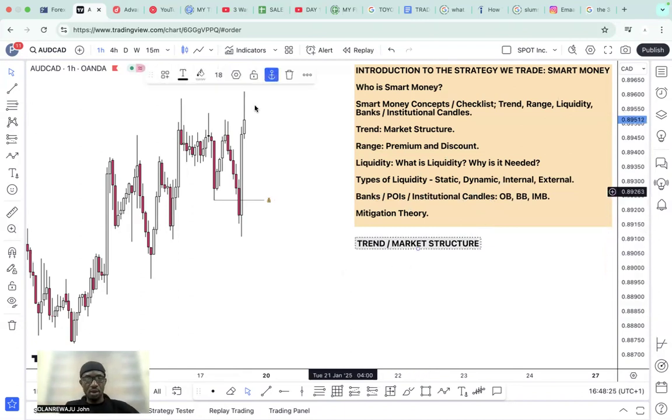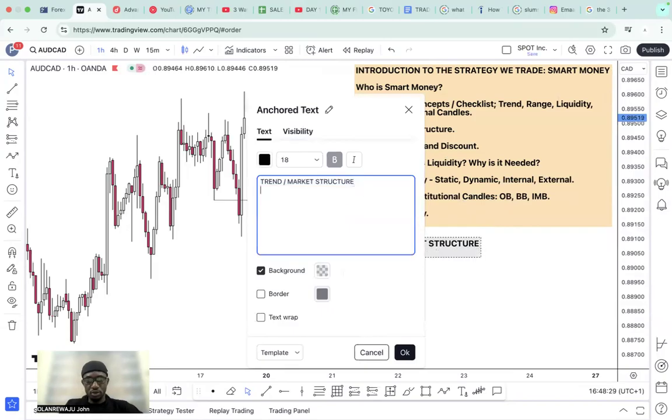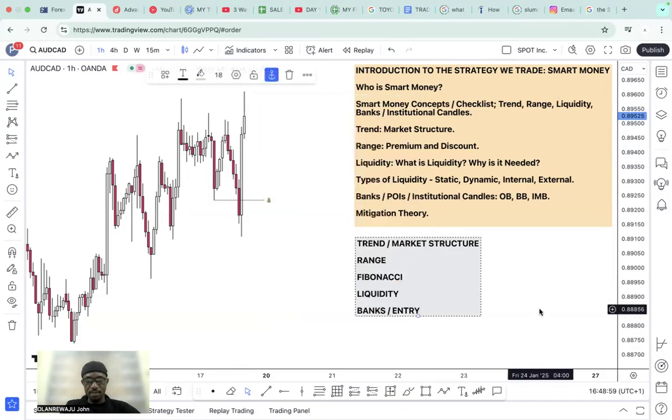So let me write them out again. So market or structure, we talk about the range, we talk about Fibonacci, which is what gives birth to premium and discount. We talk about liquidity. Then the banks or the smart money, either way. And that's where you also find your entry. So bank stroke entry. That is it, guys. This is the checklist.